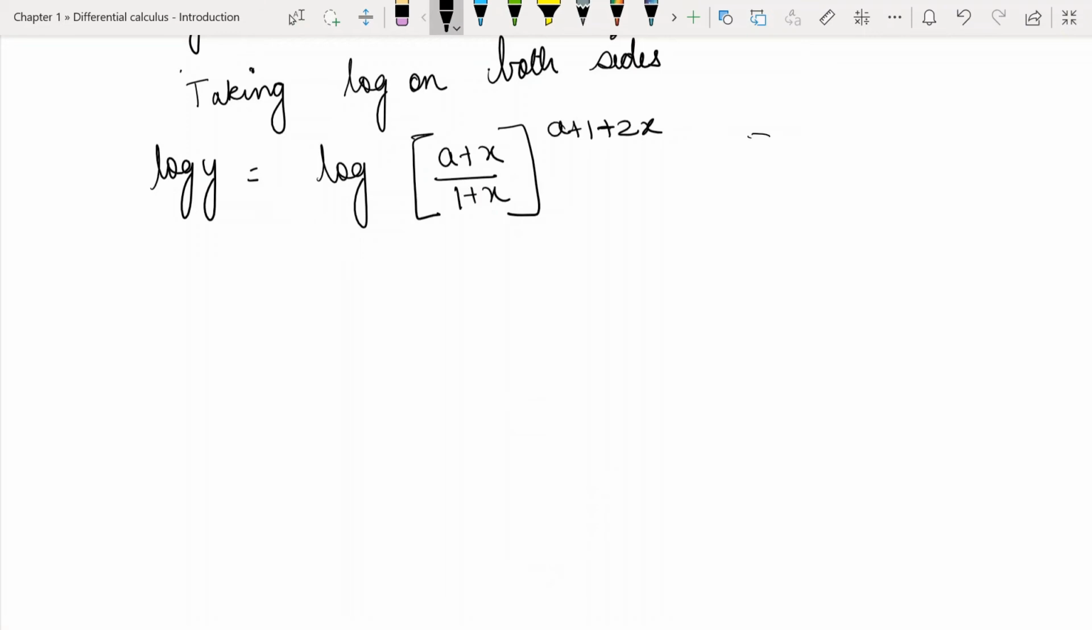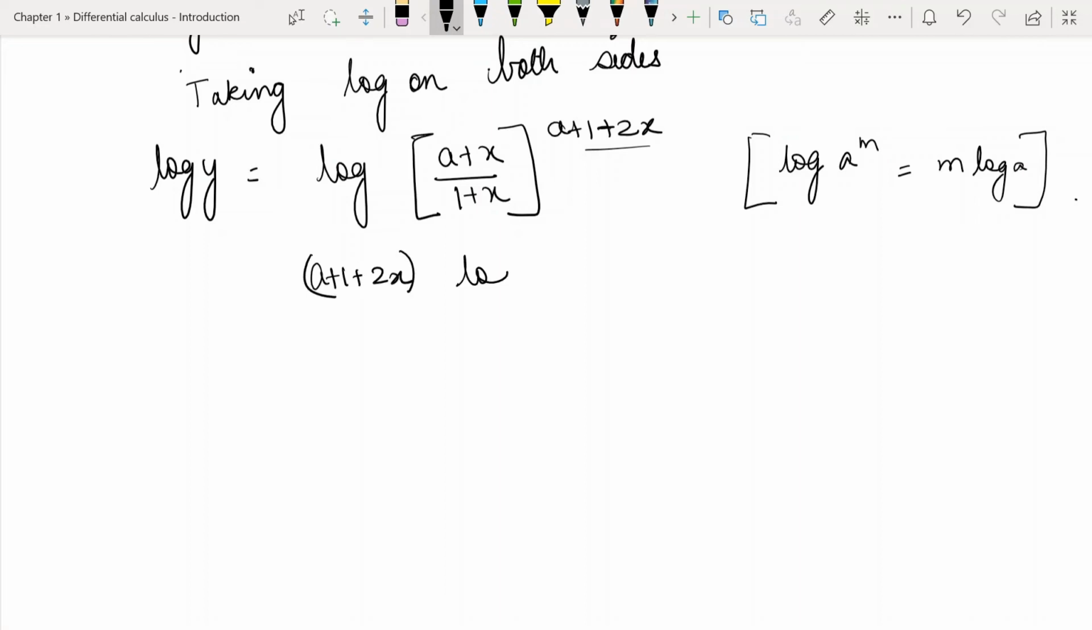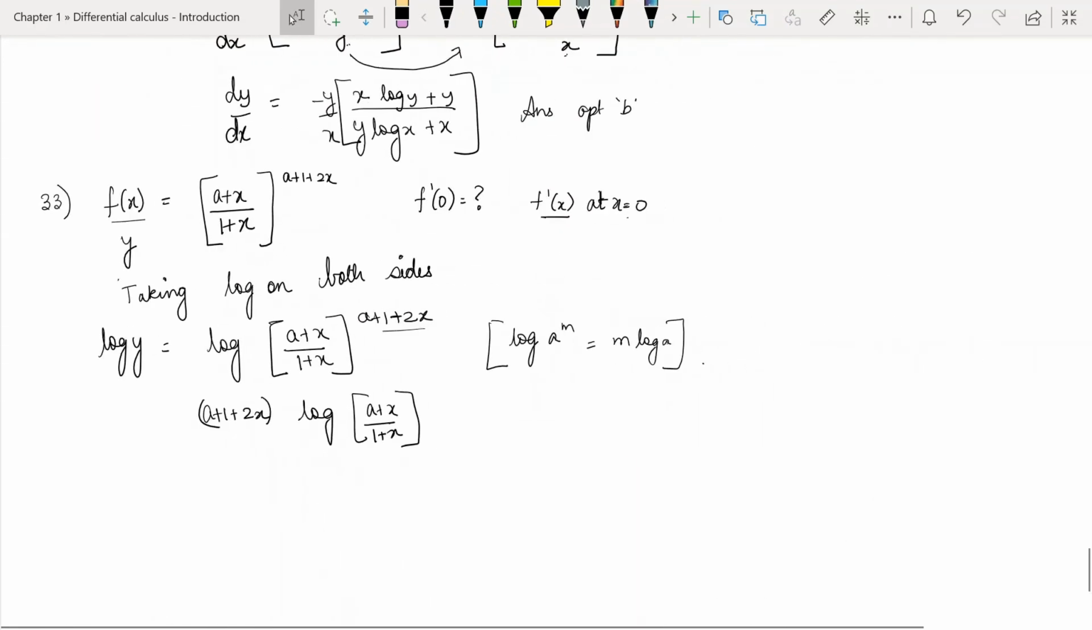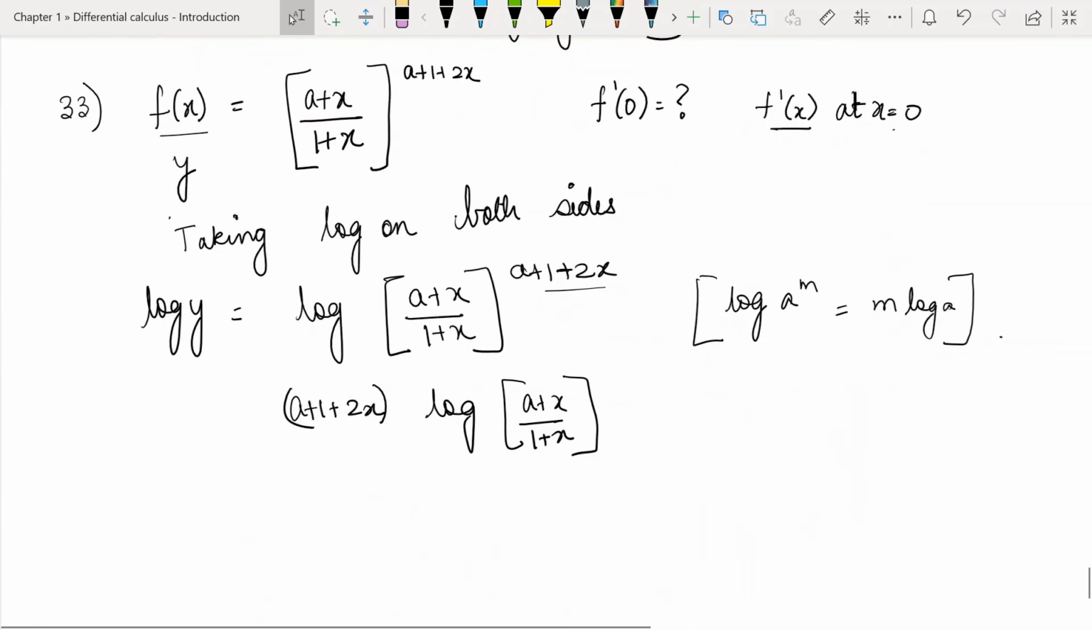Now the property that we learnt, log of a power m is equal to m log a. Let's apply that property. Let's take this power out. A plus 1 plus 2x, when we take out, what remains is log of a plus x by 1 plus x. Okay. Now in all these logarithm questions, it takes a lot of time for us to simplify before we actually start differentiating it. But the moment we simplify it, the differentiation becomes very easy. So it is the simplification which takes a lot of time. And for that, you must remember the properties very, very well.